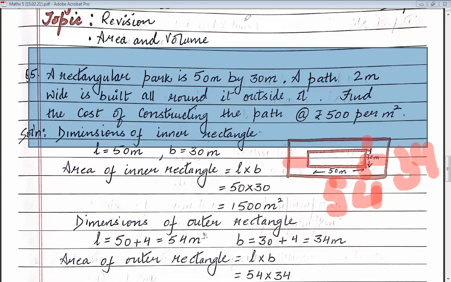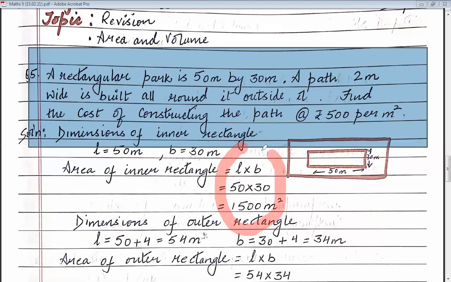Now, what you have to do is find out the cost of constructing this path. So, actually, we have to find the area of this shaded region. Okay. So, now let's find out the area of the outer one and the area of the inner rectangle. Let's find the area of the inner rectangle first. That is L into B.